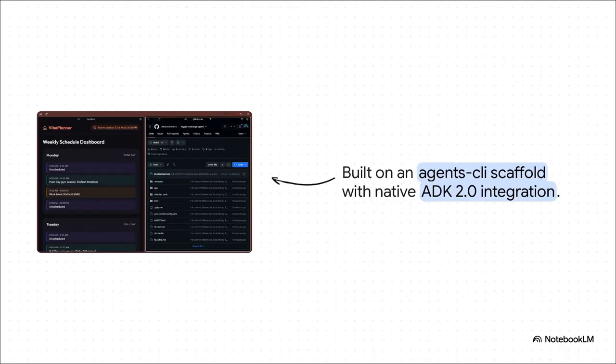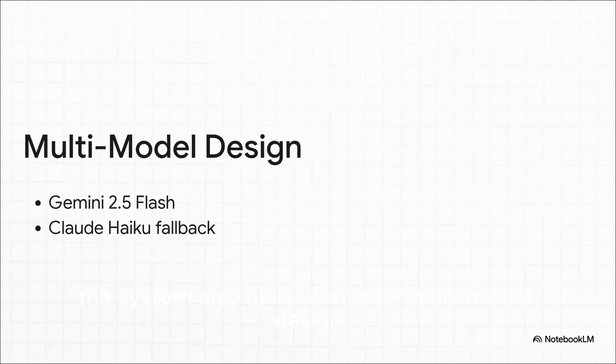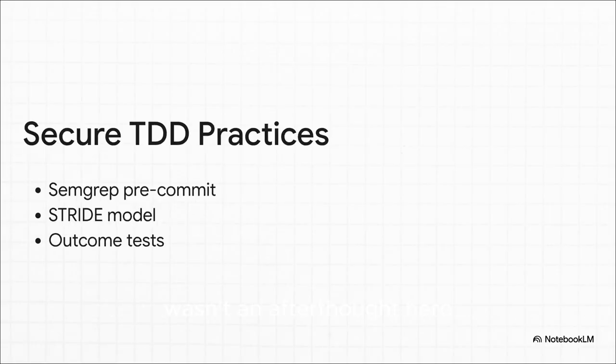Under the hood, this product started directly from an agent's CLI scaffold from day 3 of the course. This immediately provided a rock-solid foundation. We're talking about the ADK 2.0 workflow structure, FastAPI integration, and a full telemetry setup right out of the box. The system also utilizes a clever multi-model design. Gemini 2.5 Flash powers the rapid primary conversations across all the nodes. But for the longer horizon Sunday progress analysis, the system falls back to Claude Haiku. It's a highly cost-efficient model that is perfectly suited for evaluating a full week of daily logs without breaking the bank.